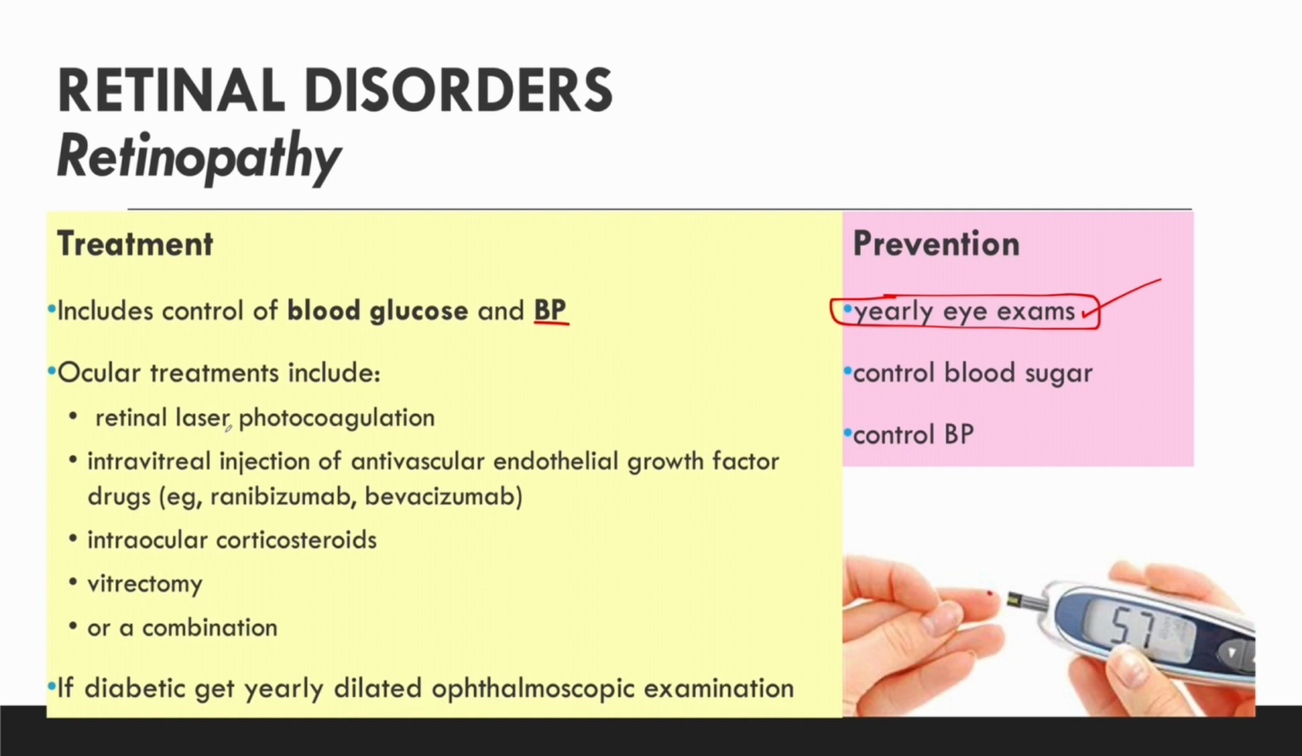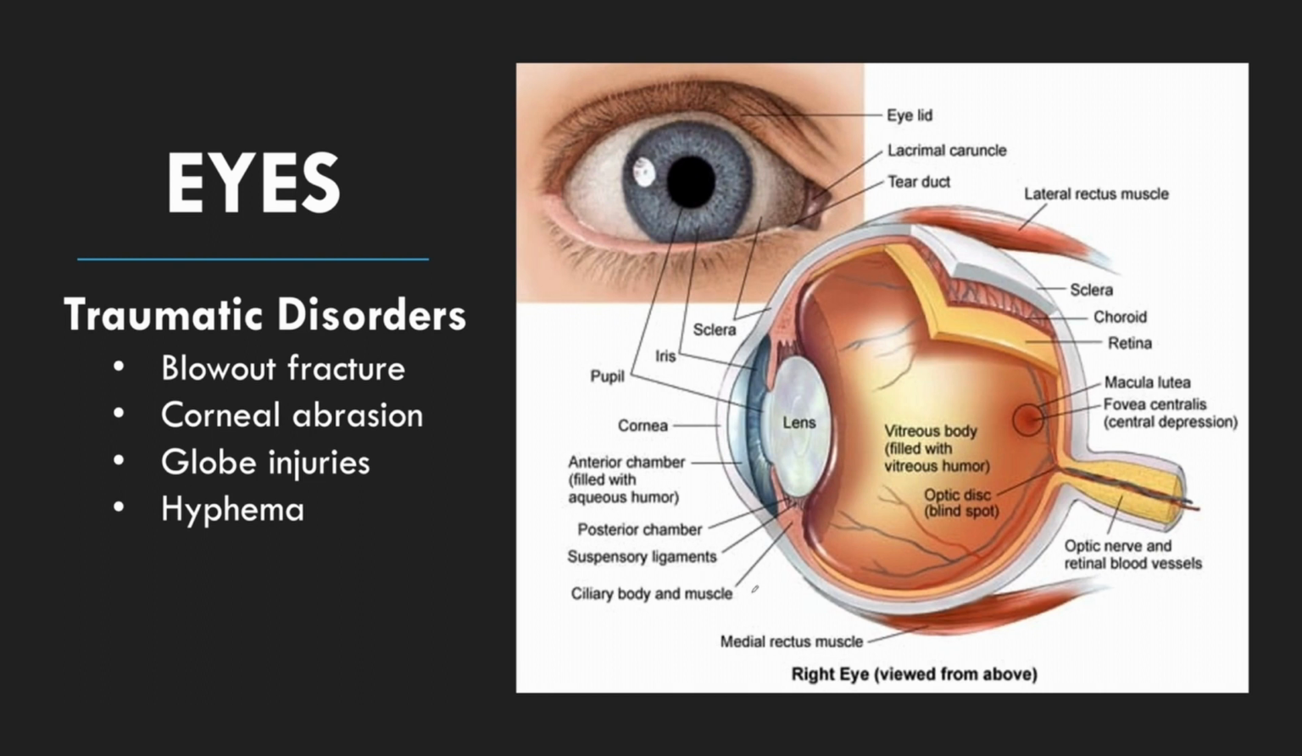There are some treatments that can be done. There's some of that anti-VEGF stuff. There's some steroids, vitrectomy, laser stuff. I don't expect you to know any of this. The most important stuff that we can do for our patients is prevention, and a yearly dilated exam. I plan to do a little bit more practice on looking at the fundus, and we'll do that in some of our cases. Okay.